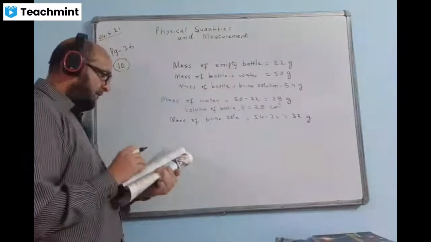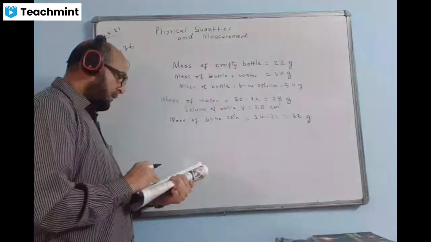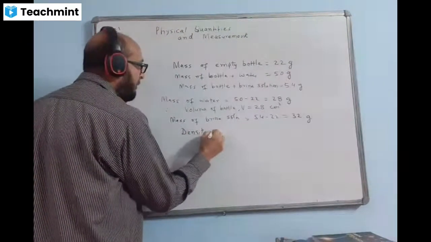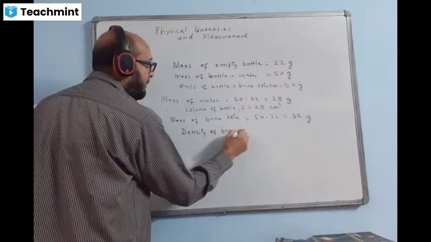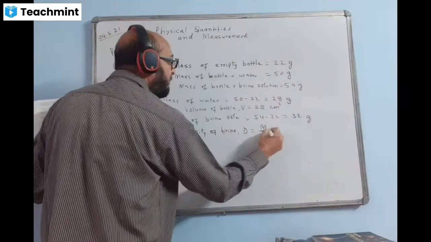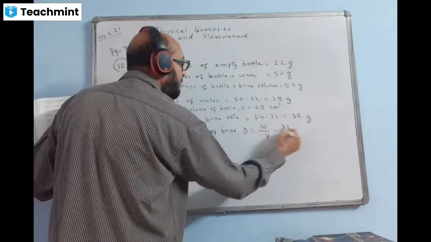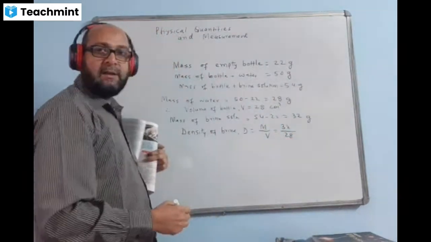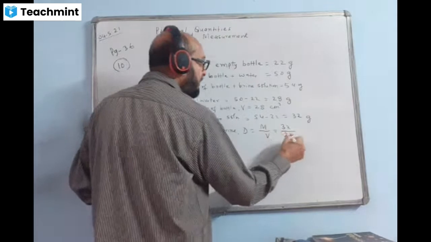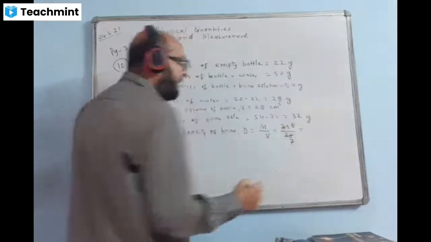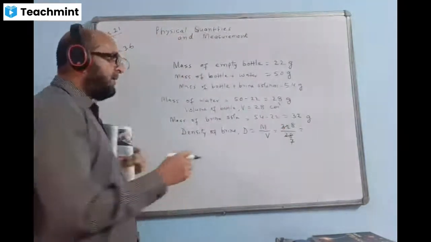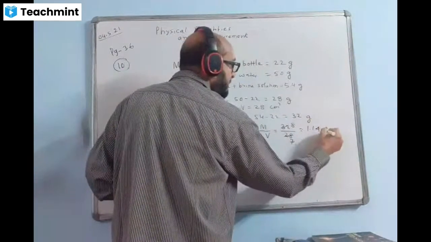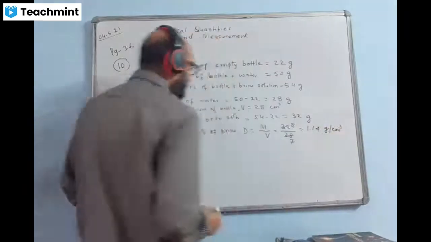Then we will find the density of brine. Therefore, first find density. Write the density of brine. Density formula we have mass by volume. Mass is 32 and volume is this value 28. We'll cancel it and get answer in decimal. So you can cancel it 4 times, 8 by 7. When you divide out here, your answer will come 1.14 up to 2 decimal place. This was gram per centimeter cube. This is the value of density of brine.